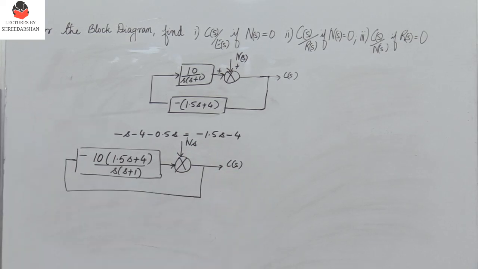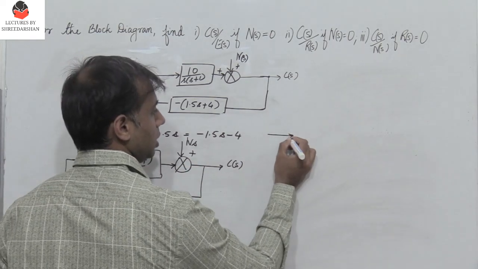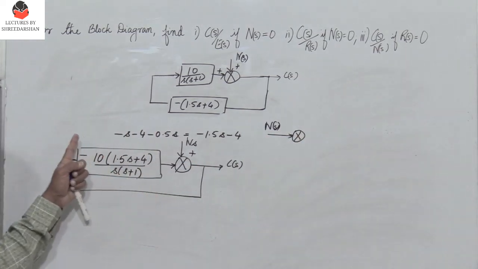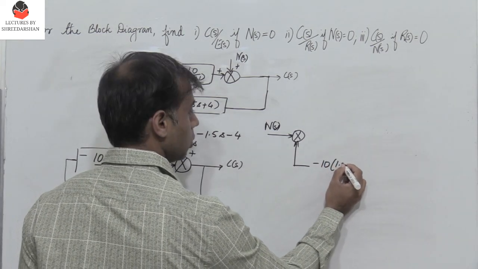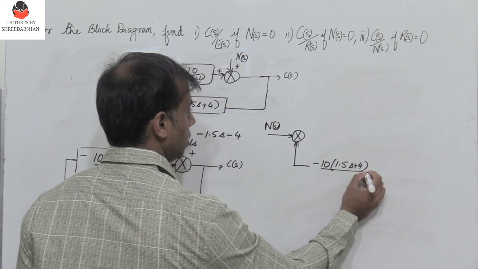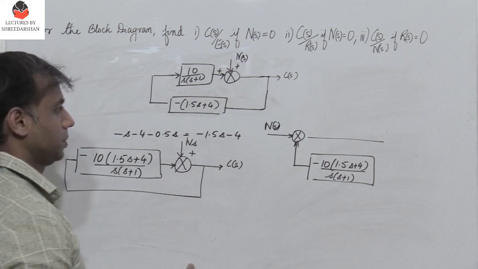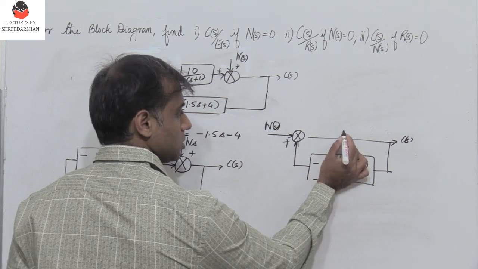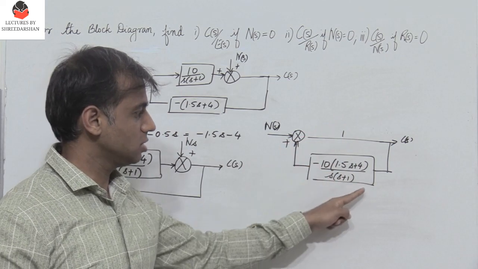So let me rewrite the entire block diagram. So we need C of s by n of s. So let me put n of s here. So I have n of s and then a summa. And then what do I have? I have this in the feedback path, minus 10 into 1.5s plus 4 divided by s into s plus 1. And then finally you have the output, C of s. And you have a plus sign here. So now this is 1. So this is a feedback loop where g of s is 1 and h of s is this entire term.